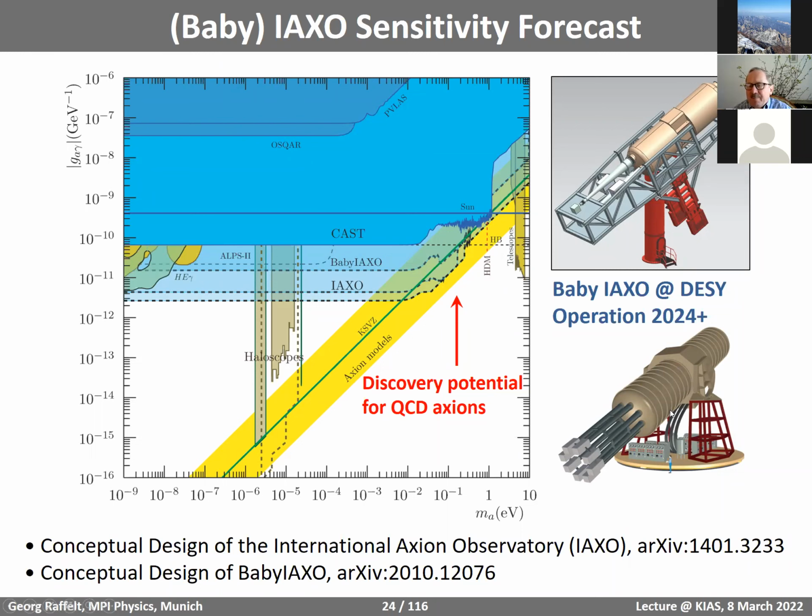But meanwhile, a project called BabyIAXO is a smaller one, a steerable telescope that is being built at DESY. It's all being built, so this is not just a proposal. It's a real project, and the first parts are already at DESY. It should take up operation maybe in 2024, so not in the too distant future. And then one could cover the parameter space here in a region which is not really excluded by anything else. So there's a real discovery potential for QCD axions.